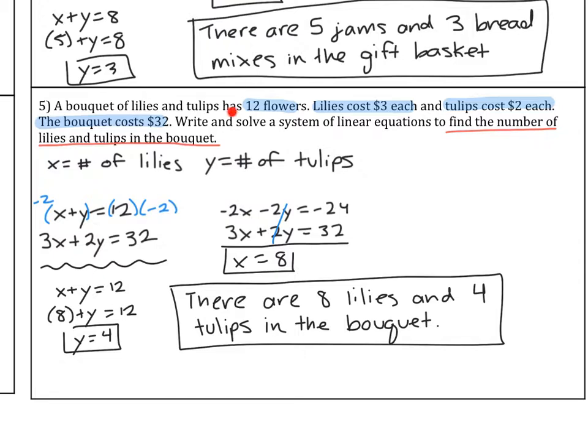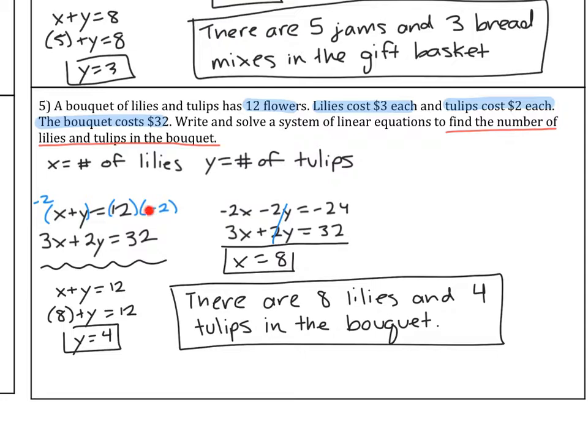So using the fact that there are 12 flowers total, I can say x plus y equals 12, because the lilies plus the tulips should equal 12. And then I know that the total bouquet cost $32. Some of that cost came from lilies, so you do 3 times however many lilies you bought. Some of that cost came from tulips, so I'd do 2 times the number of tulips we bought. And if you add up those 2 costs, it should equal 32.